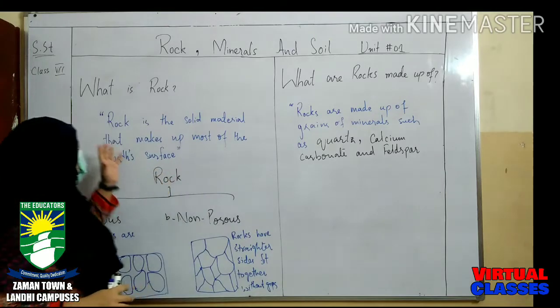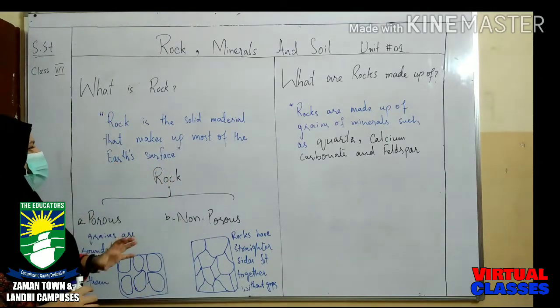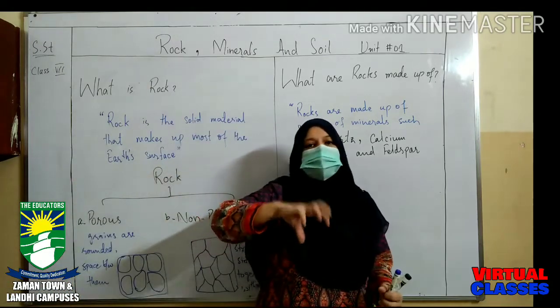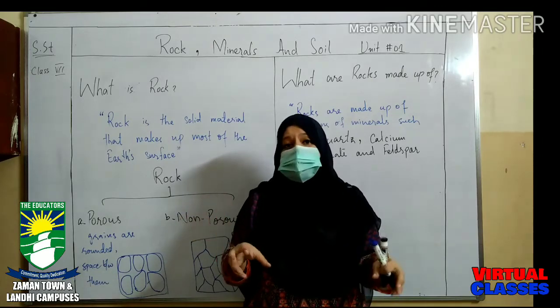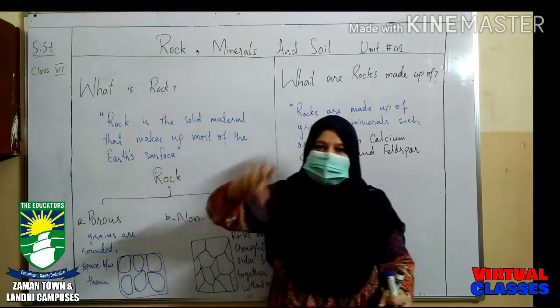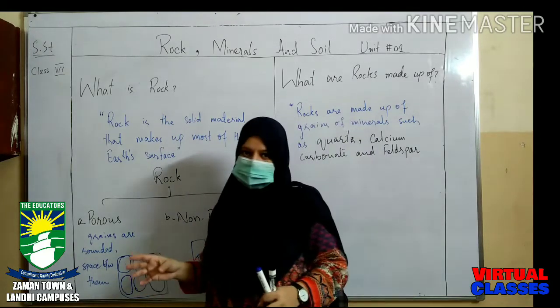So the first question is, what is a rock? A rock is a solid material that makes up most of the earth's surface. The earth's surface is made up of rocks, soil and minerals. So rock is a basic component. Rocks, minerals and soil are the components that make the earth's surface.